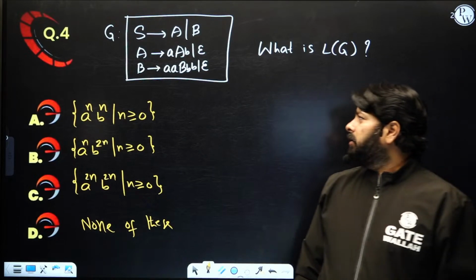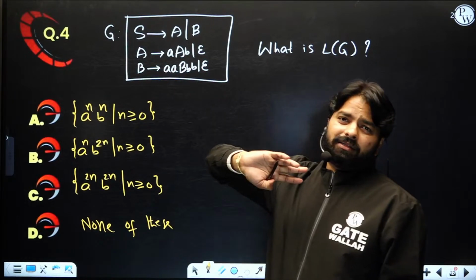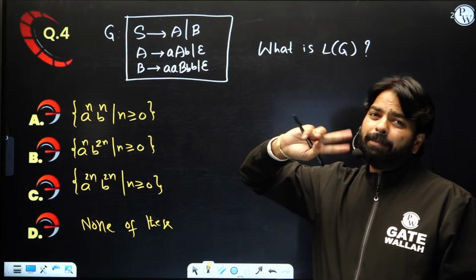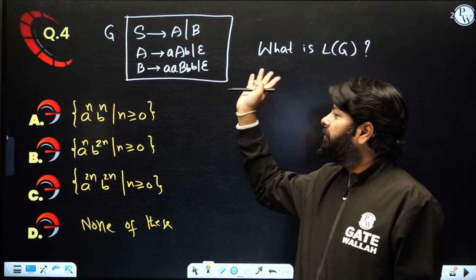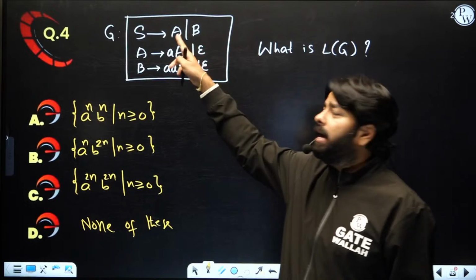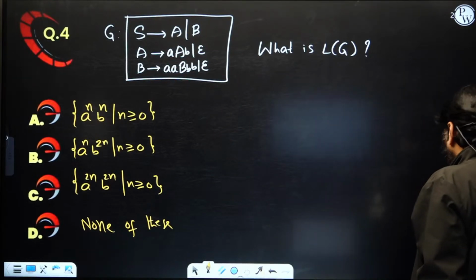Okay, the capital A is generating equal A's and B's, that's A power N, B power N. Capital B is generating A power 2N, B power 2N. But when you look at the language, when you do the union, what happens here? Because A or B means A union B, right? Yeah, option A, correct, exactly.